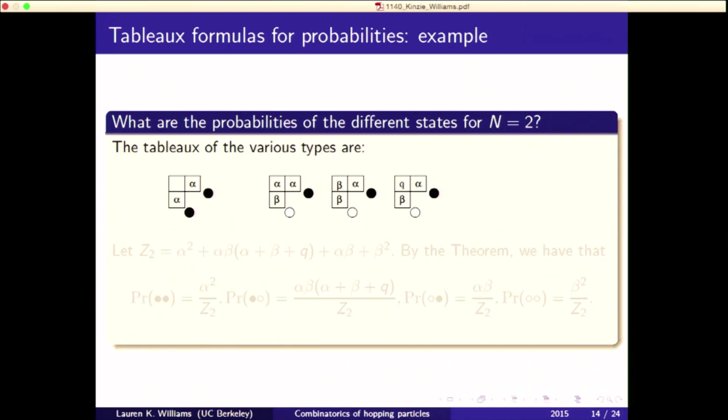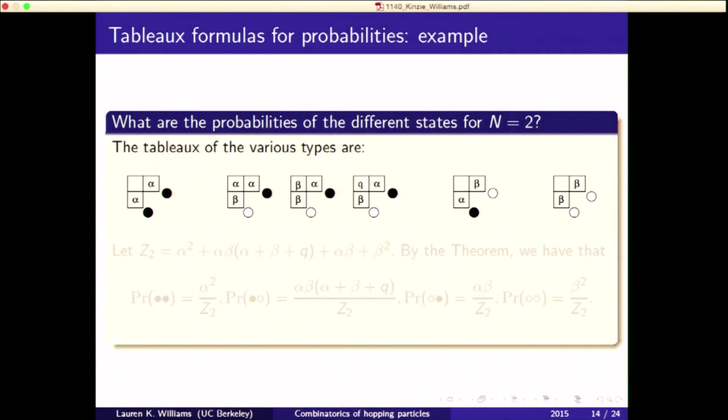Now on the other hand, suppose I'm interested in the state particle-hole, then I need to fill along the border an alpha and then a beta, but since alpha forces everything above it to be empty and beta forces everything left to be empty, I have complete freedom as to what goes in this box. So I could put an alpha here, or a beta here, or I could leave it empty, in which case it needs to have a q. So there are 3 tableaux of this type. And if I'm interested in the state hole-particle, then there's 1 tableau like this. And if I'm interested in the state hole-hole, there's 1 tableau like this.